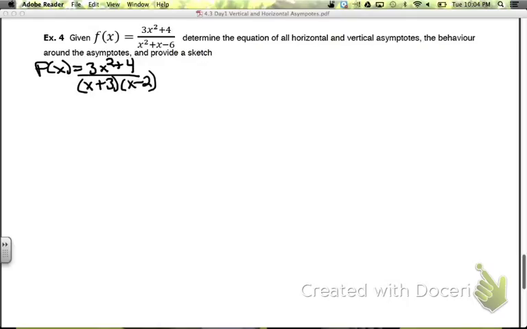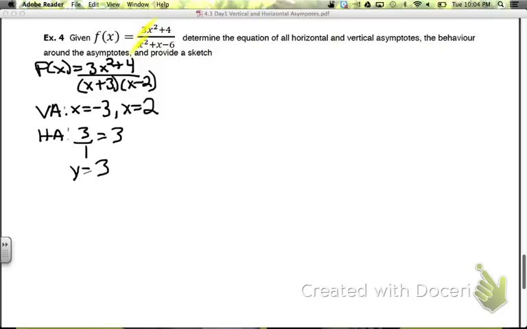Okay, next we look at, well, where are my vertical asymptotes? So remember, vertical asymptotes come from your denominator, so we have x equals -3, then x equals +2. Now what about your horizontal asymptotes? So looking here, you see that your highest degree of your numerator is 3x squared, and your highest degree is x squared in your denominator. So again, it would be 3 divided by 1, which is 3, so you have a horizontal asymptote at y equals 3.